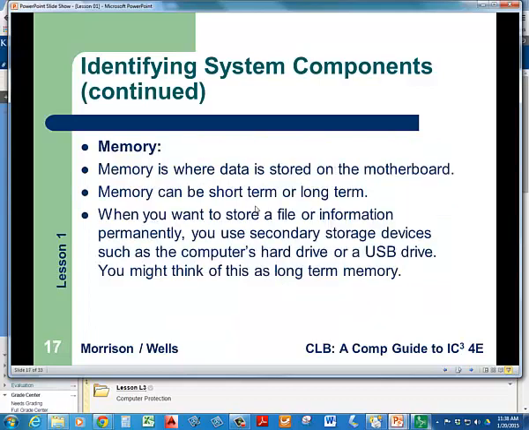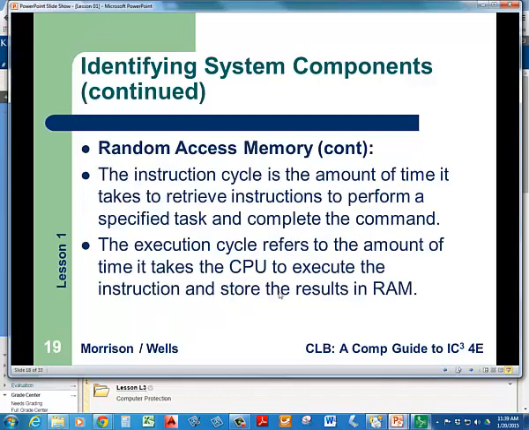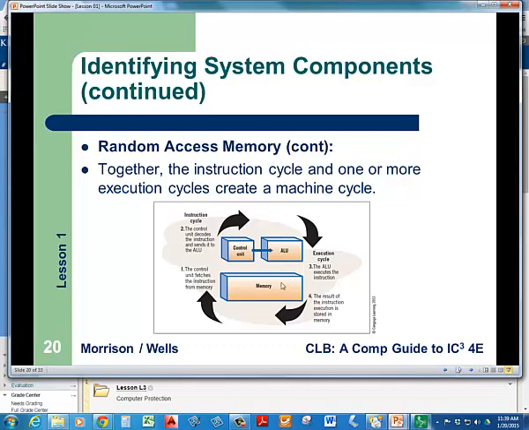Memory is stored on the motherboard. It can also be stored on your external devices. Your random access memory is only available as long as the power is on. So when you have a power fluctuation while working on a document you haven't saved, you lose whatever you have been working on. Data and information, program instructions are stored in the RAM, your random access memory.